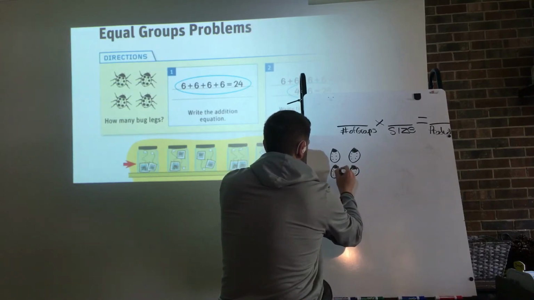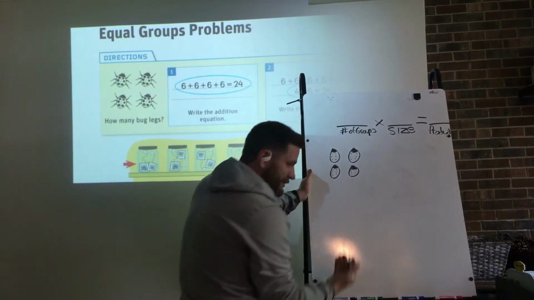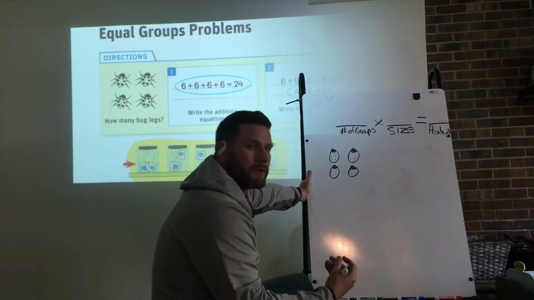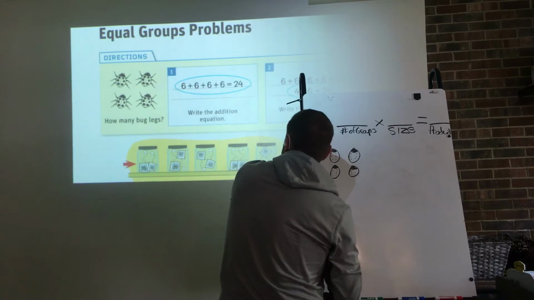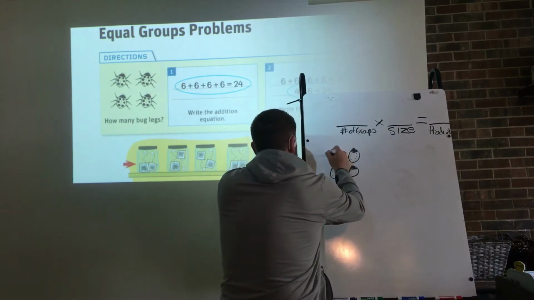And I'm only doing this just so I show you it is very important that if you don't have something to go off of, writing it down and drawing a picture will help you. And I see that they each have 6 legs.